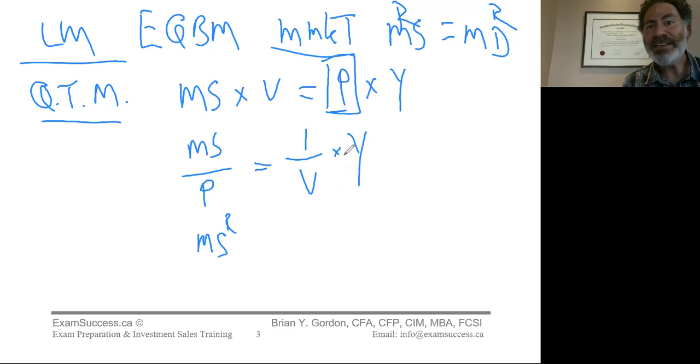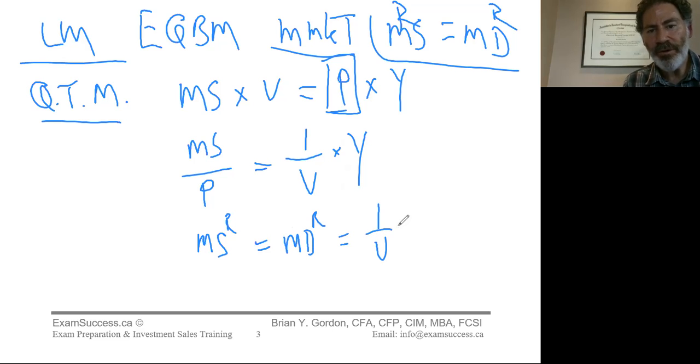What's significant is this. What's significant is that the equilibrium in the money markets refers to the money supply equal to the demand for money. So we can just slip this right in here, the demand for money, and we could say that's equal to 1 over V times Y.